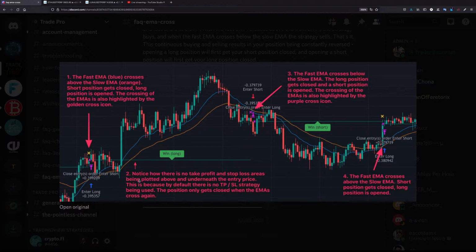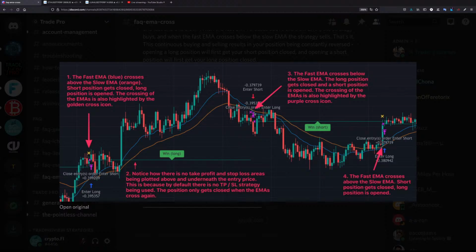Let's see the number 2. Notice how there is no take profit and stop loss areas being plotted above and underneath the entry price. Yeah, I can understand this, because you don't need take profit and stop loss, because you'll get this when the EMAs are crossing in the opposite direction. So I understand that. That makes sense. So for example, let's say you enter this position right here and it closes here.